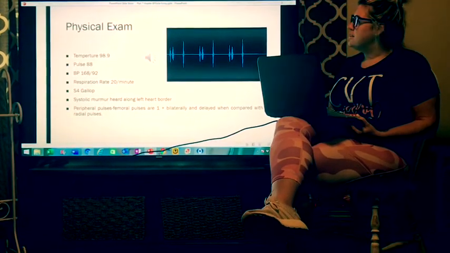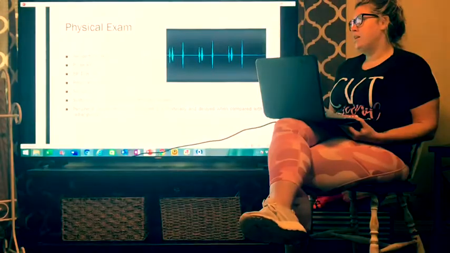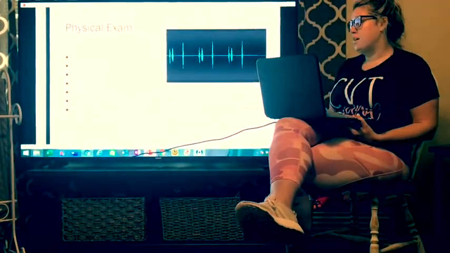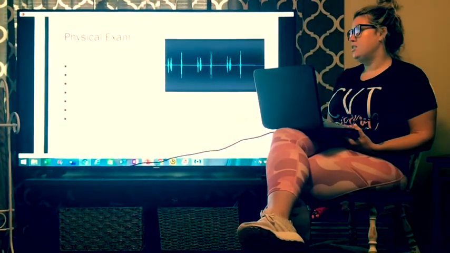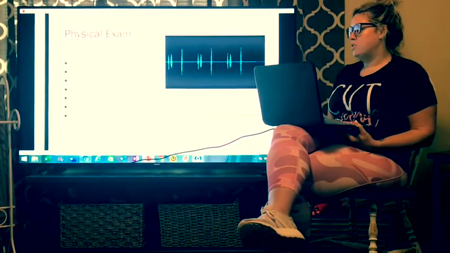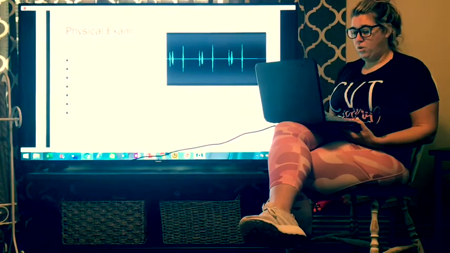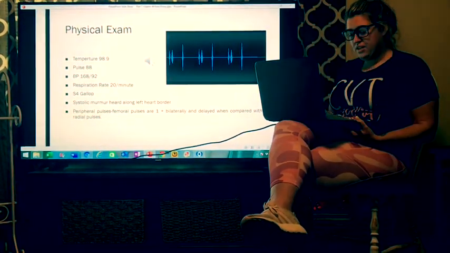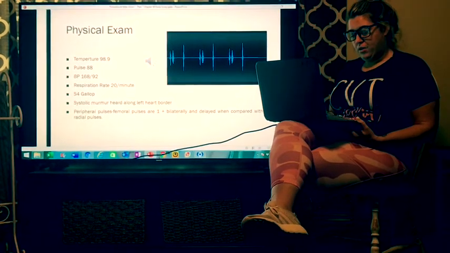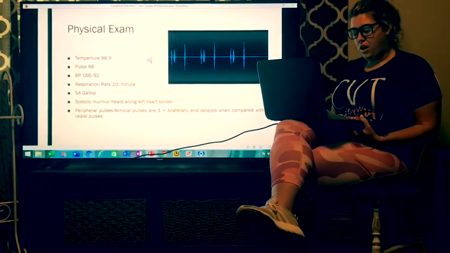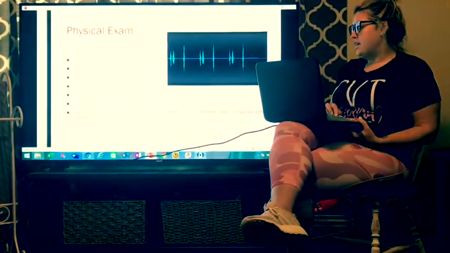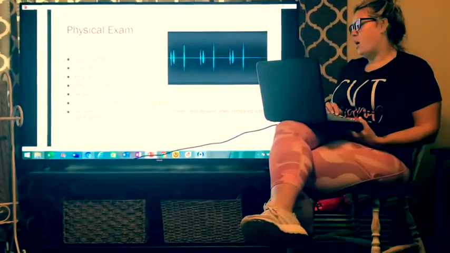On his physical examination, he had a temperature of 98.9. His pulse was 88, so both of those were normal. His blood pressure was high, 168/92. And his respiration rate was 20 breaths per minute, which is normal. Then he had an S4 gallop, which occurs during active LV filling when the atrial contraction forces blood into a non-compliant LV, usually a sign of diastolic heart failure. And then he had a systolic murmur heard along the left heart border.